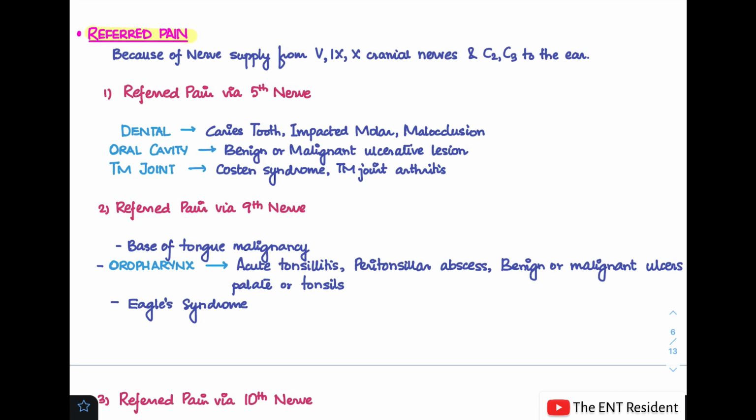Now what are the causes of referred pain in ear? First can be referred pain via the 5th cranial nerve or the trigeminal nerve. This involves dental, oral cavity and TM joint causes. Dental causes can be caries tooth, impacted molar, malocclusion of teeth. Causes in the oral cavity involve benign or malignant ulcerative lesions, and temporomandibular joint problems involve Costen syndrome, TM joint arthritis. So these are all the causes that can cause a referred pain to the ear via the 5th cranial nerve.